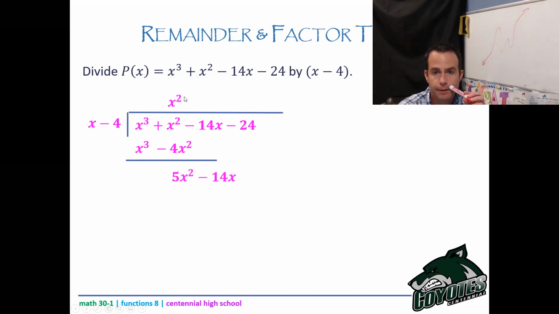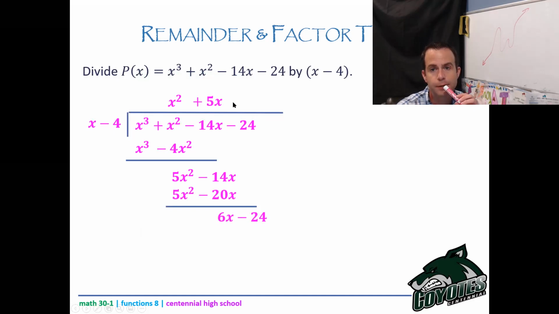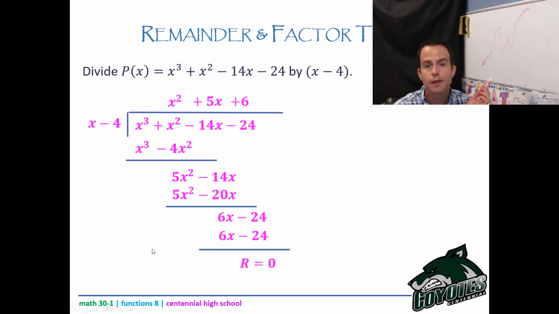Got to put a 5x up here, so I'll say plus 5x. Gets multiplied. 5x times x is 5x squared. 5x times negative 4 is negative 20. I'm now going negative 14, subtract negative 20, so that's going to be a positive 6. Drop the 24. What do I have to put up here? Well, I have to put a plus 6 there. And when I put a plus 6 there, I'm going to get 6x minus 24. And this is kind of exciting because I get a remainder of 0.